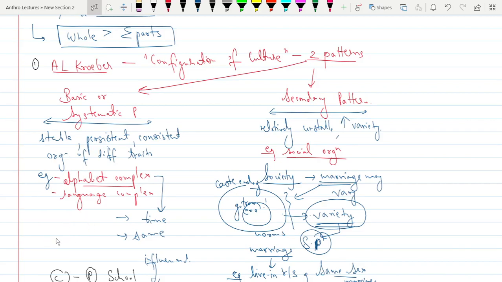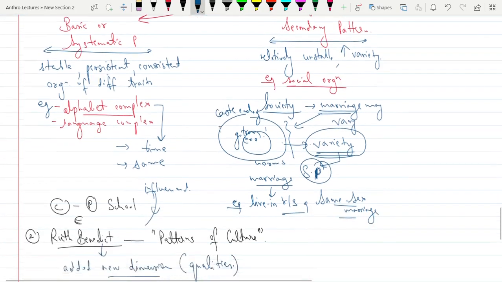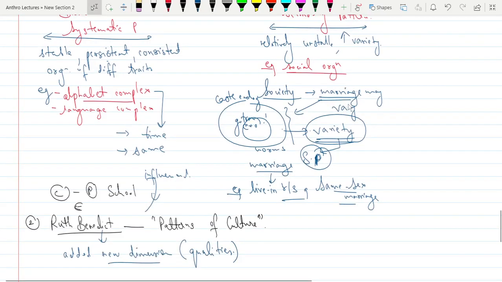The same goes for Hindi also. The different words have come in, but the old words have remained, and the manner in which they have been formed has also continued so far. The second pattern which he talked about is the secondary pattern. For him these secondary patterns are relatively unstable and show a high degree of variety. He gives the example of social organization. For example, in society, when we talk about marriage.